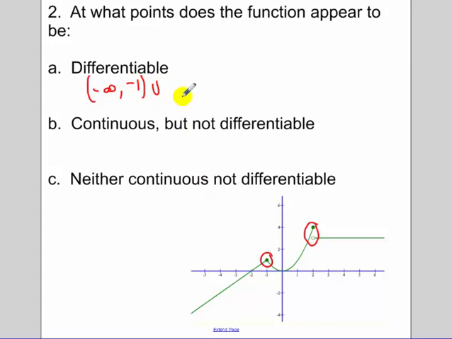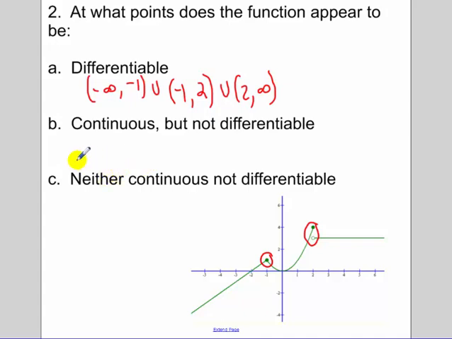Also, I am differentiable from -1. Notice how I'm using interval notation, not inclusive, from -1 to 2, since 2 is a point of discontinuity, to 2, and then in union with 2 to infinity.